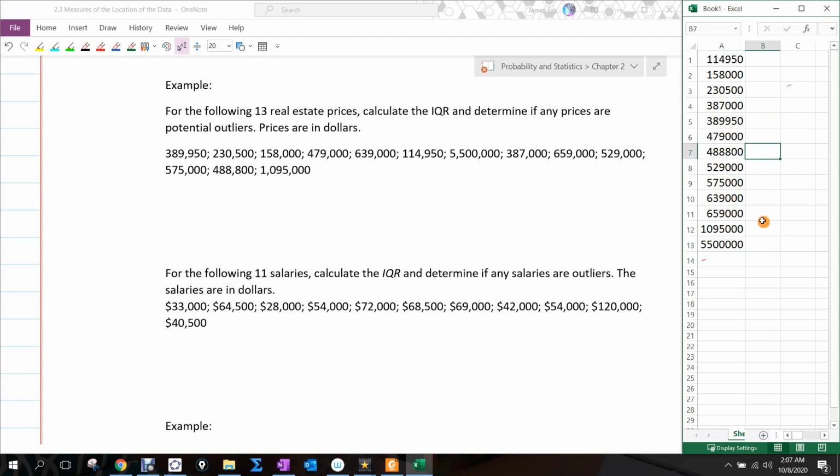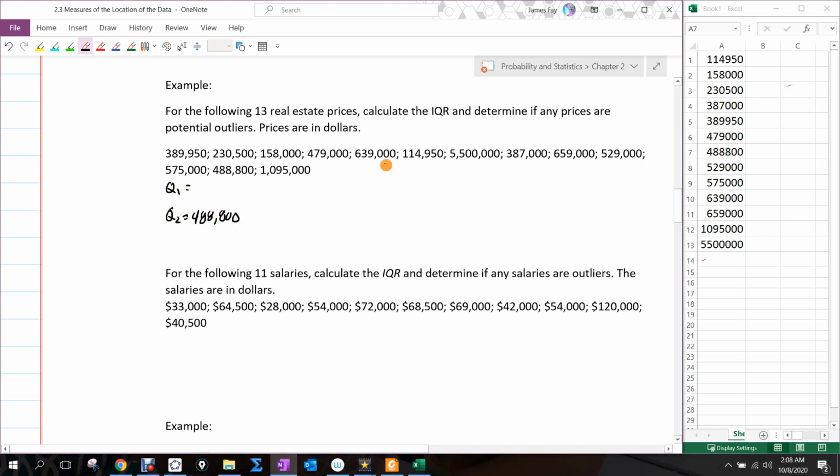So if I look at that number right there, that's the middle value. So there should be 1, 2, 3, 4, 5, 6 above it. 1, 2, 3, 4, 5, 6 below it. So this is Q2, which is my median, so Q2 is 488,800. Okay. Now I want to find Q1.